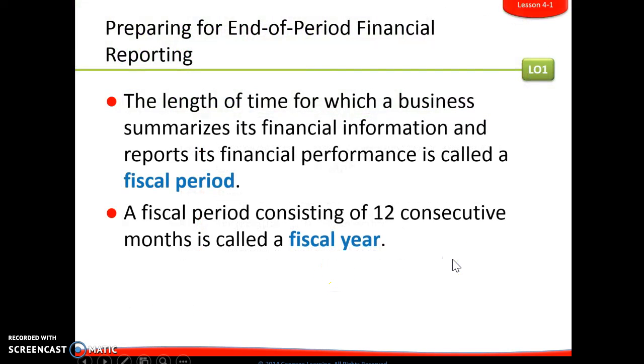balance. So we know what a fiscal period is, the length of time for which a business summarizes its financial information and reports its financial performance. A fiscal year, then, we should know this too, is a fiscal period consisting of 12 consecutive months.